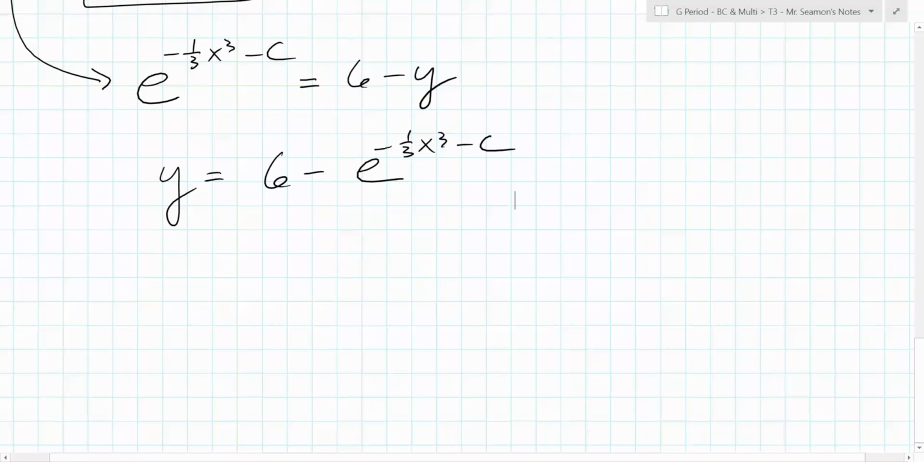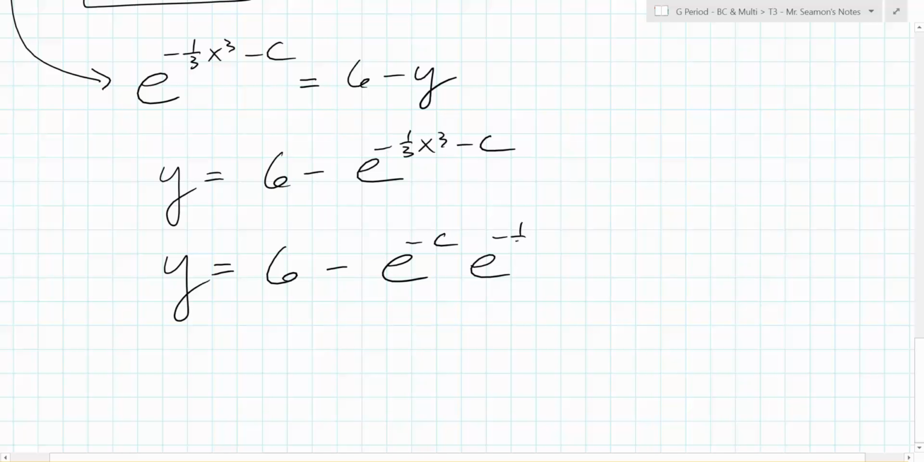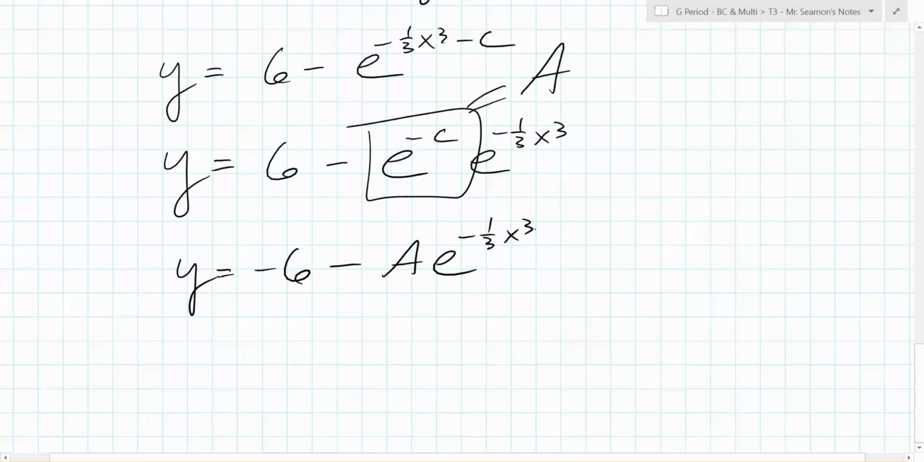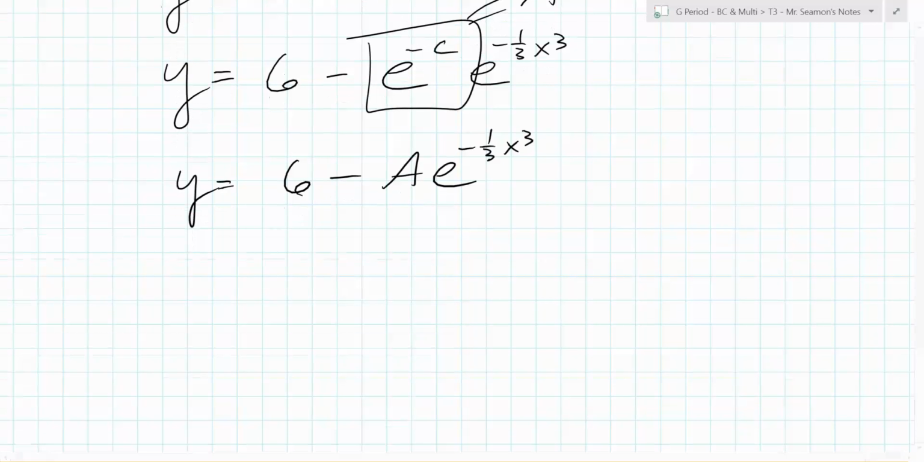And what you can do on this is just the math you see. You'll see the 6 minus e to the negative c times e to the negative 1/3 x cubed, like that. So what do they call this? They call it like a, right? So you have y is equal to 6 minus a e to the negative 1/3 x cubed. Not negative 6. I don't know where these negatives are coming from.